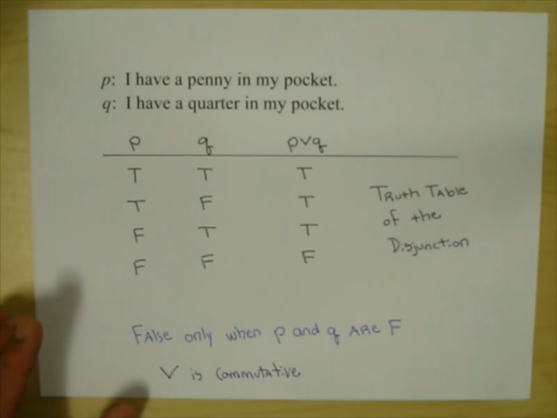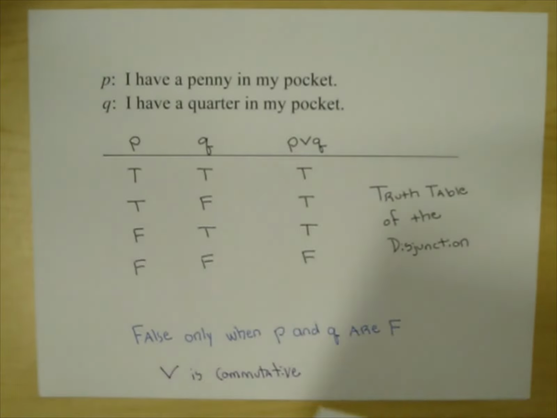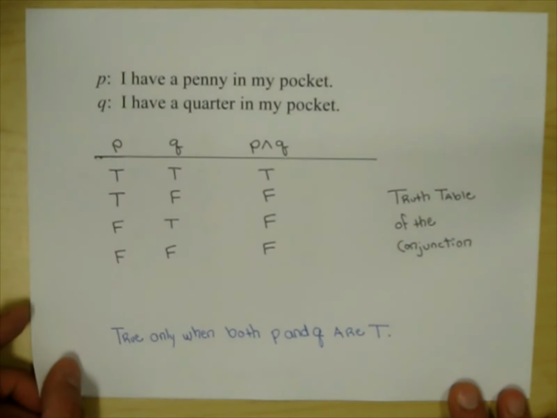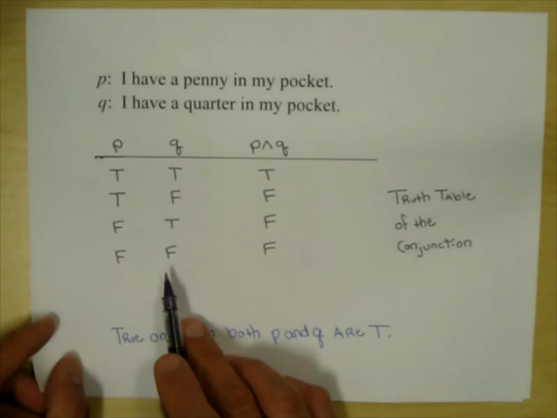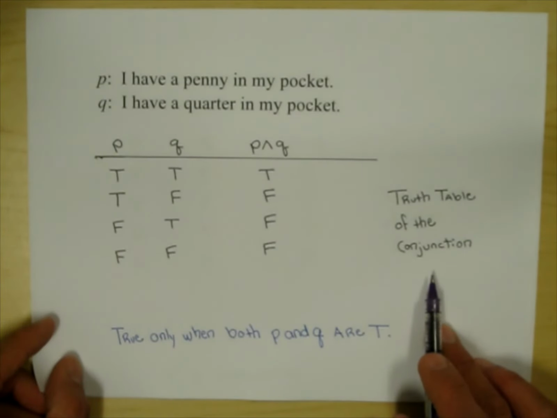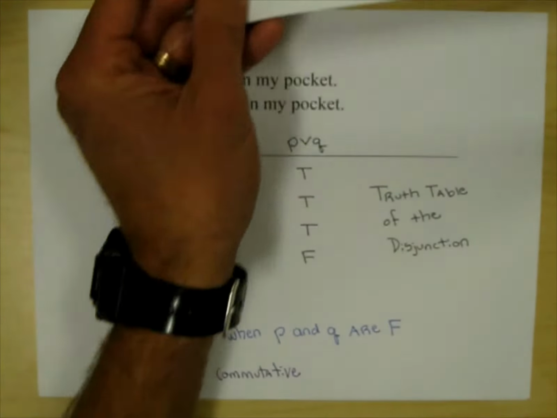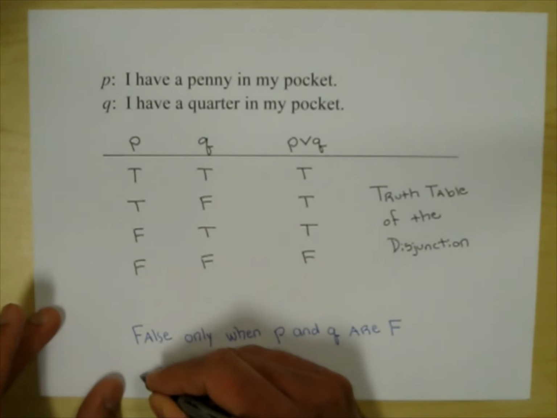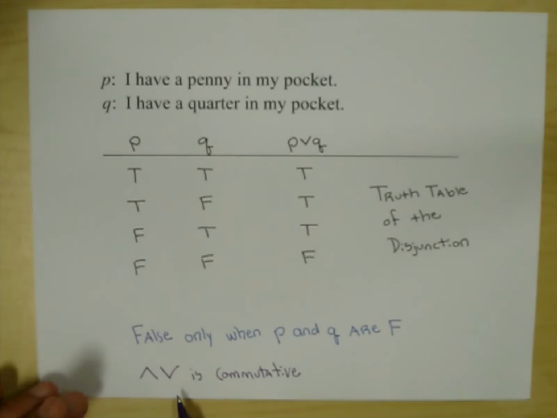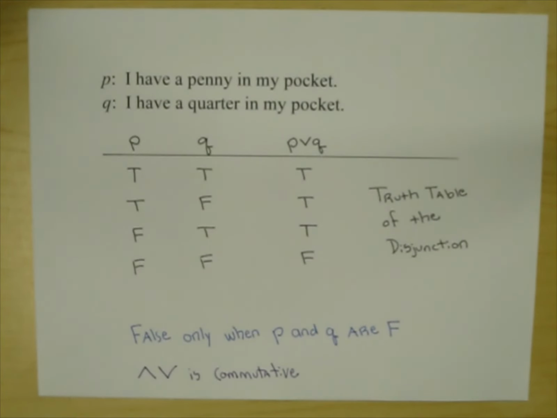Now if we go back and we look at the conjunction, you can also see that the conjunction, the and, is also commutative. So true and false equals false and true. They're both false. And so we can put that on our list here. We can say the and the or are commutative. Maybe I should put are. Oh well, we'll just keep it that way. So and or, they're commutative.